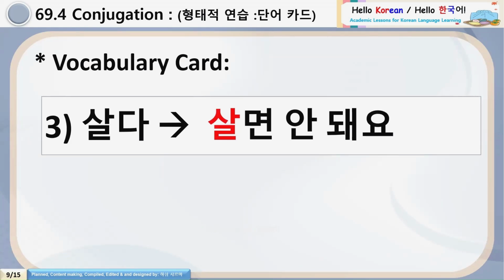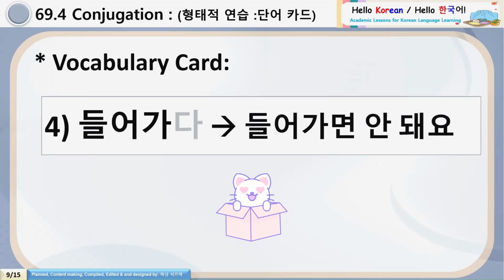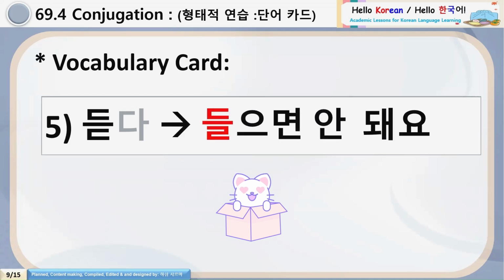This is the part where the majority of the students make mistakes. So please make special notes for the 라 받침. 살다, 살면 안 돼요. 만들다, 만들면 안 돼요. Now coming to number four, 들어가다, 들어가면 안 돼요. Number five, 듣다 will be 들으면 안 돼요.